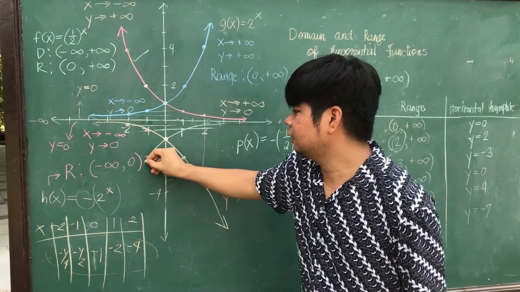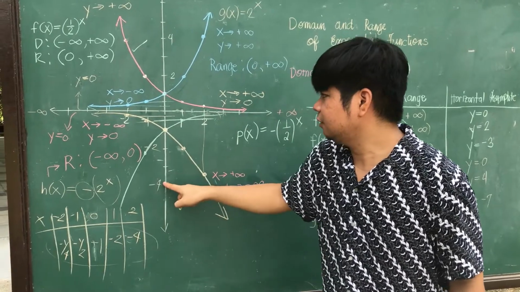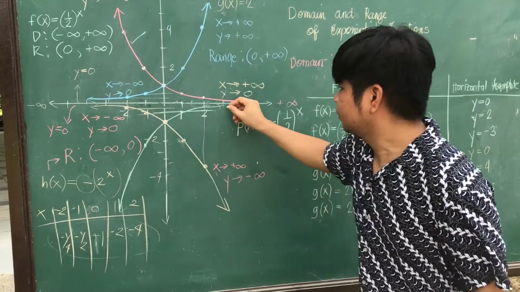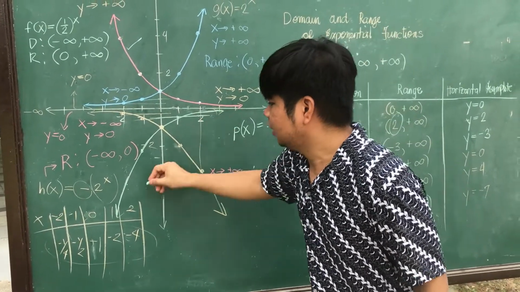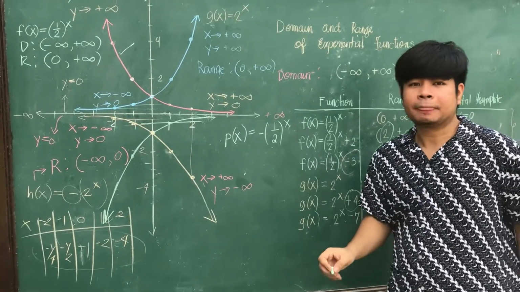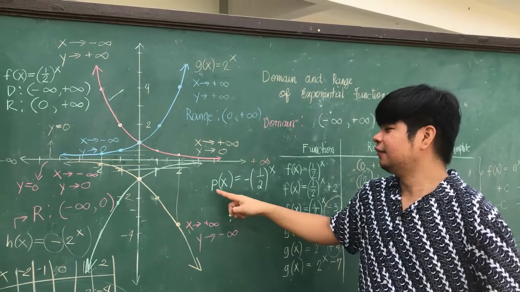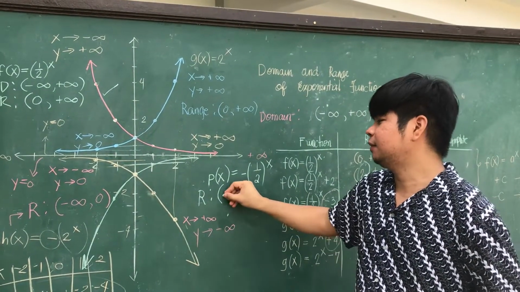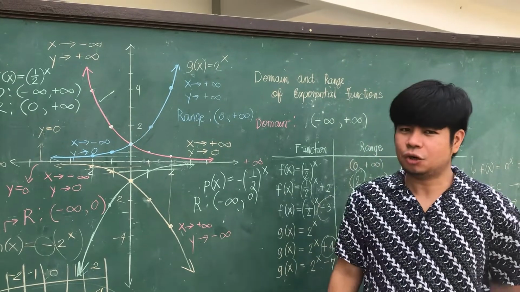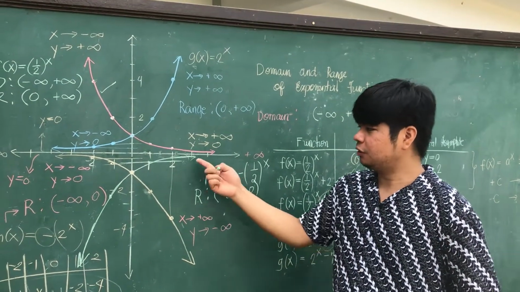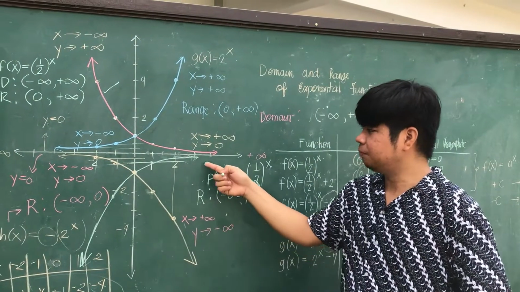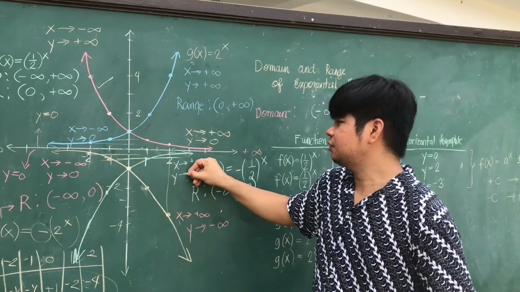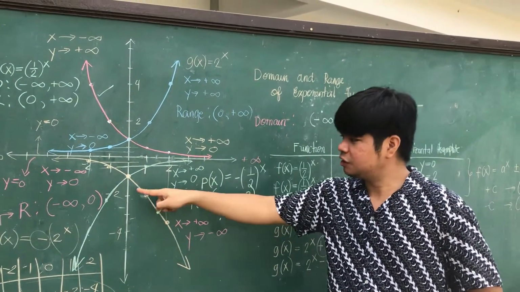When x is negative 1, it gives you negative 2. When x is negative 2, y is negative 4. This will be the graph of function p. Meaning to say, the range of function p is the set of all real numbers less than 0. Okay? However, if we try to observe the behavior of the graph of function p, when x keeps on increasing, y gets closer and closer to 0. You see the movement here.